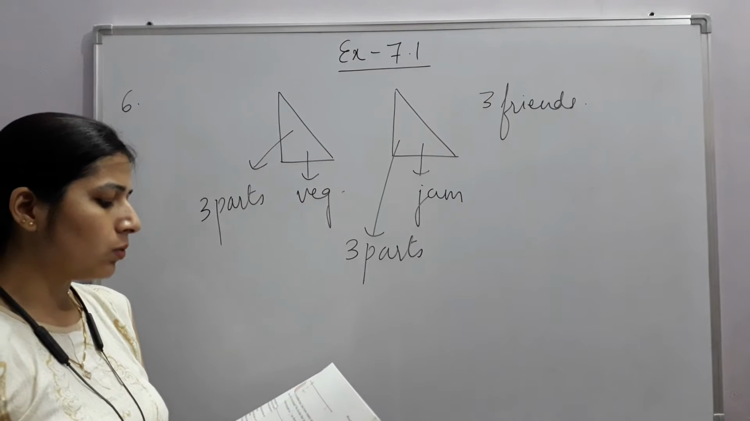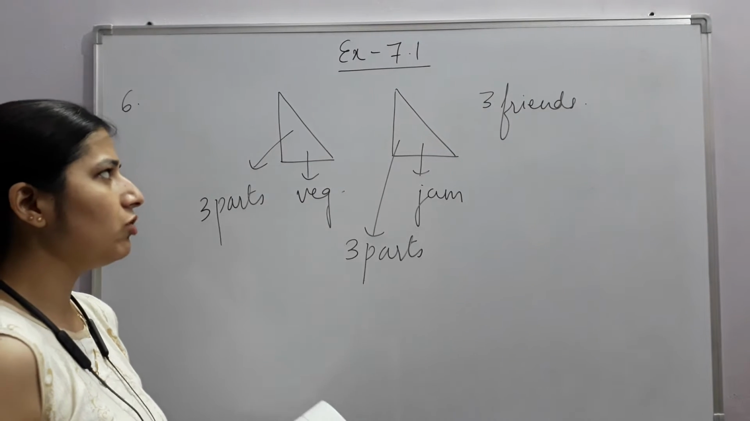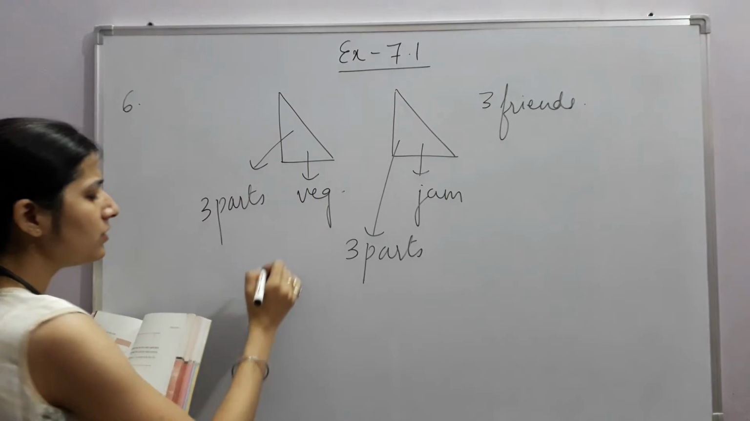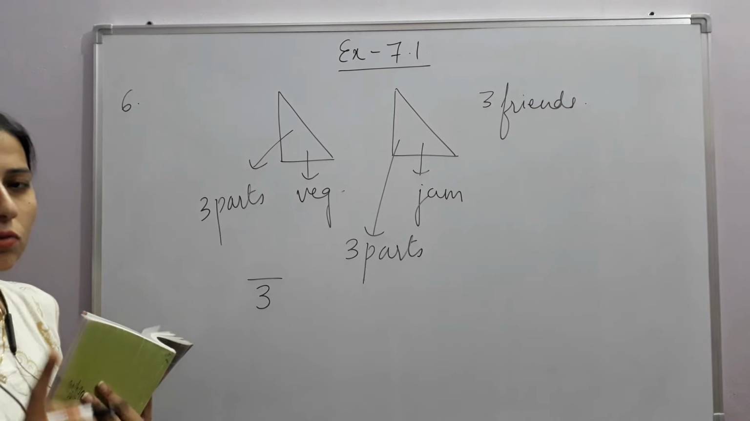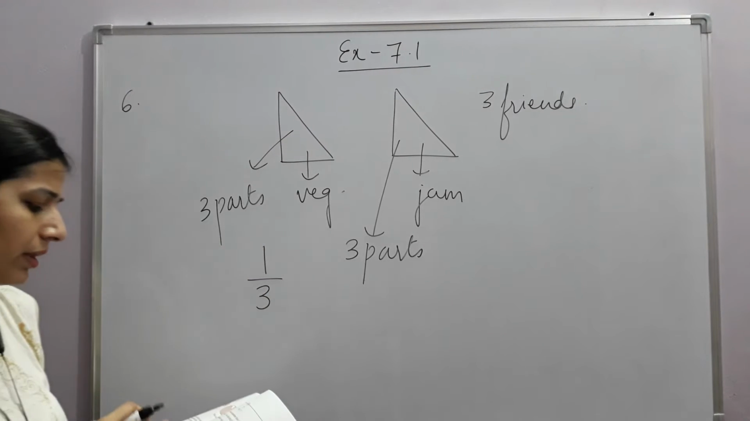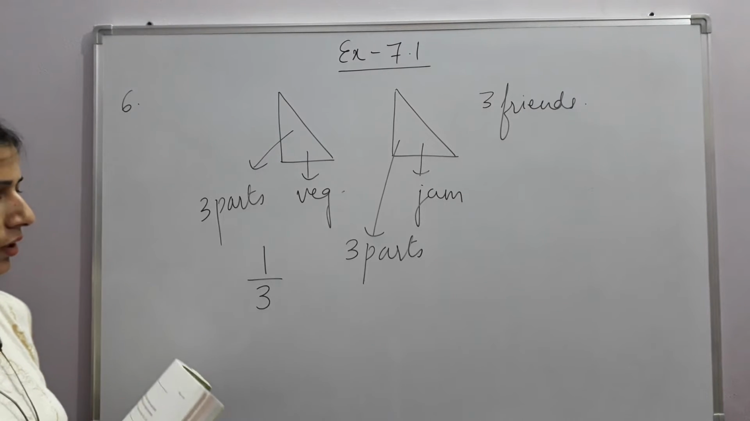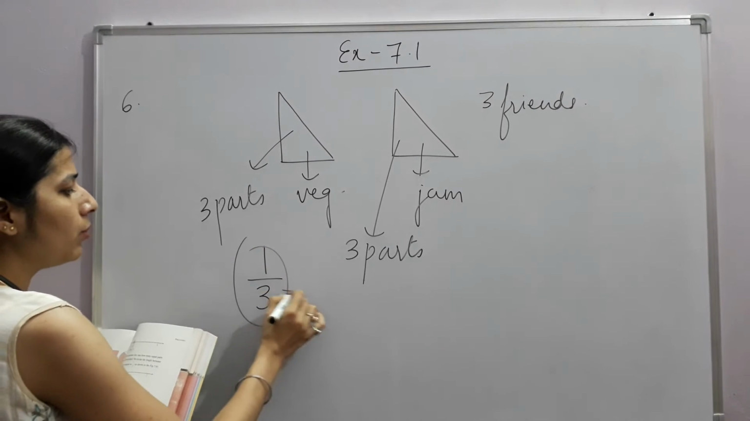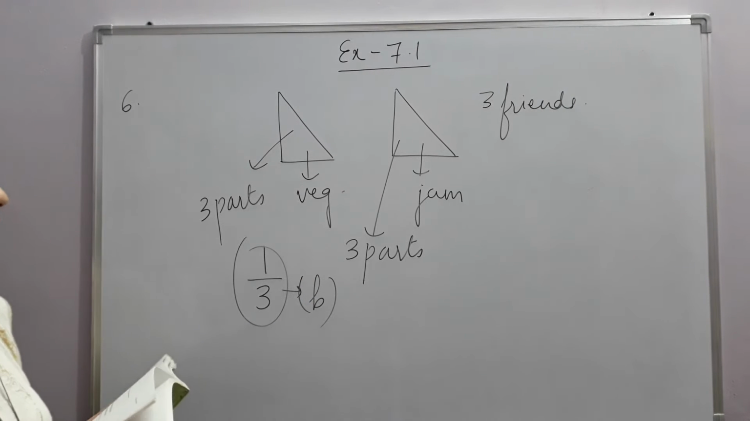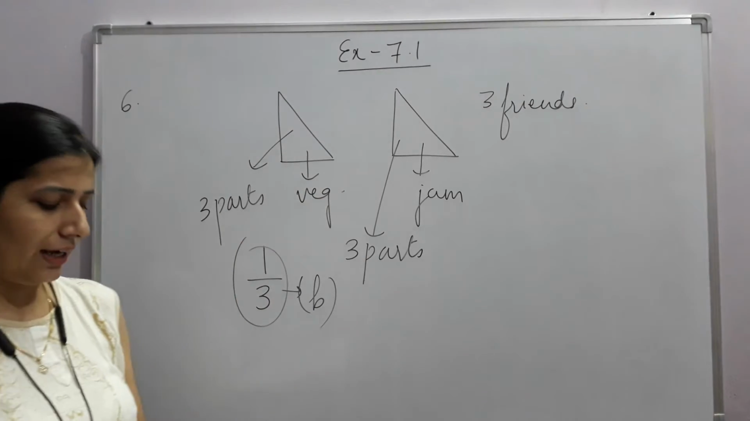The second part is, what part of a sandwich will each boy receive? So one sandwich is divided into how many parts? Total 3 parts. And what will each one person get? You will get only one part out of the 3 parts. So they are asking the same thing: what part of a sandwich will each boy receive? So each boy will receive how many parts? 1 by 3. So this is the answer of the B part. And in the first part, they will divide each sandwich into 3 equal parts.